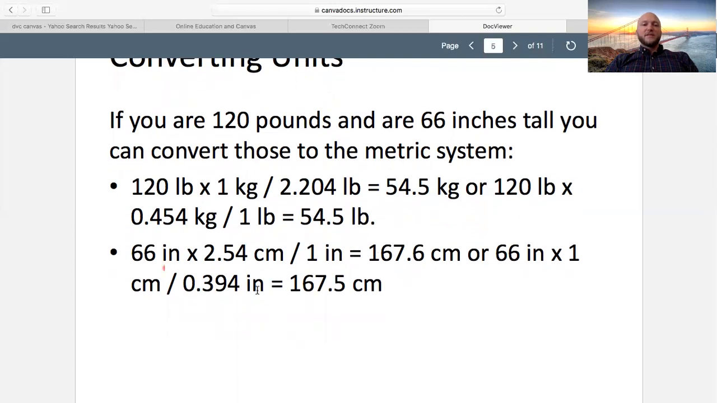And then we have this very similar setup for inches to centimeters. Remember how I said you should have fewer kilograms than pounds when you're going from pounds to kilograms? You can think about this logically. It makes logical sense. Here it is for inches to centimeters. Centimeters are smaller than inches, so you should have more centimeters than you have inches. Makes logical sense. 66 inches to 167 centimeters.